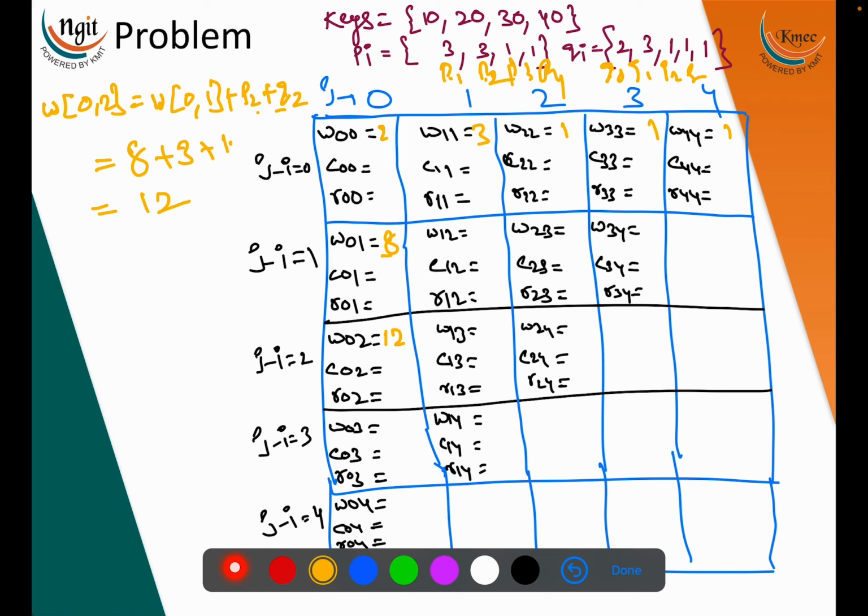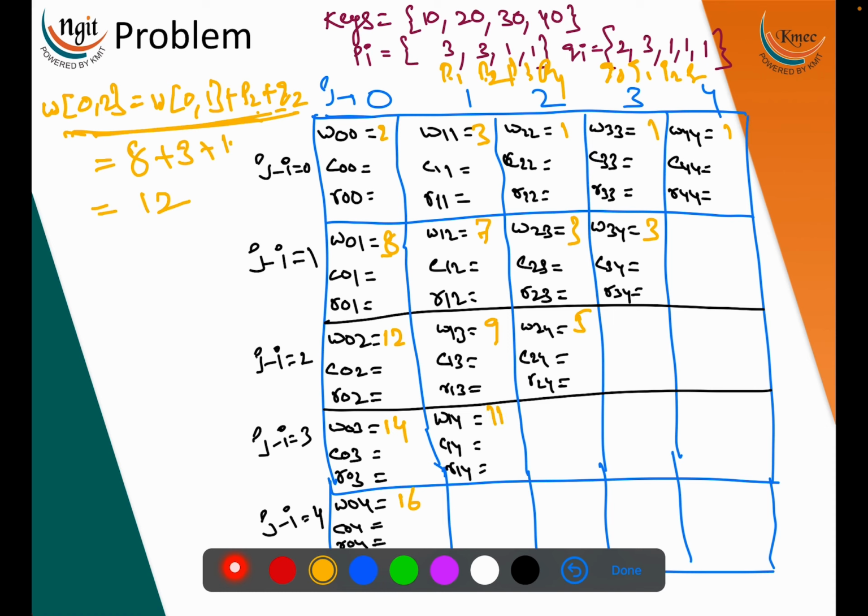Right. Now again you have to calculate W03. Apply the same formula, and you will get 14 and 16. W12, apply the same formula, you will get the values. I'm just filling it, but please don't blindly copy it. You have to calculate the values the way I am calculating over here. So if you calculate these values, you will get W23 as 3, W34 as 3, W13 as 9, W24 as 5, W14 as 11.